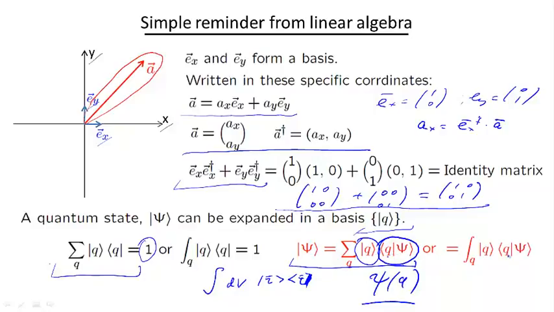And again, in principle, we can have two situations. Either we have a discrete spectrum or we have a continuum spectrum. In the former case, we have a sum over Q. In the latter case, we have an integral over Q.